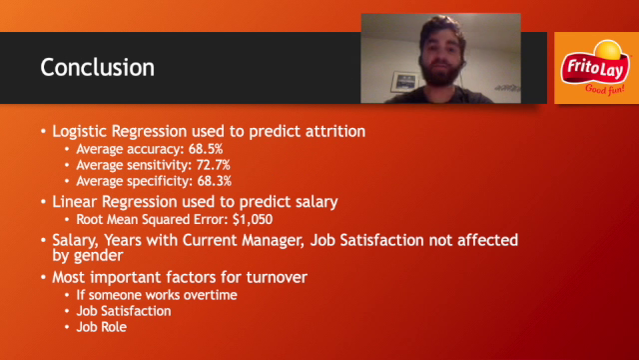In conclusion, our logistic regression model was used to predict attrition with an average accuracy of 68.5, an average sensitivity of 72.7, and an average specificity of 68.3. Our linear regression model was used to predict salary with a root mean squared error of $1,050. Salary, years with current manager, and job satisfaction were not affected by gender, which is not always the case at all companies, but Frito-Lay, good job on that. And the most important factors for turnover were if someone works overtime, job satisfaction, and job role.